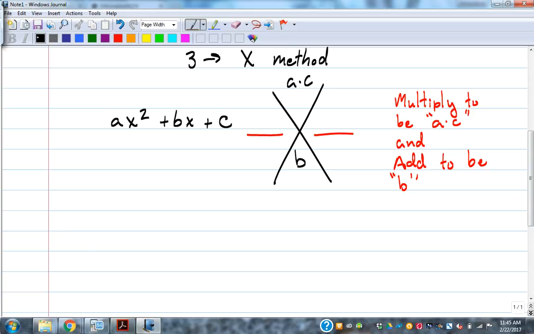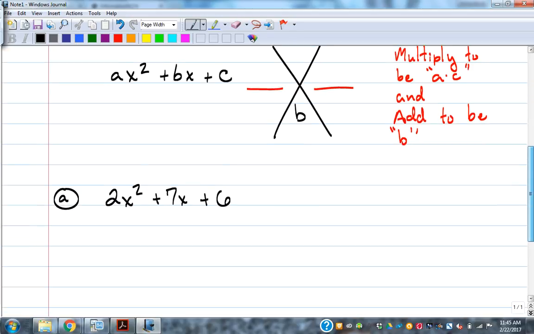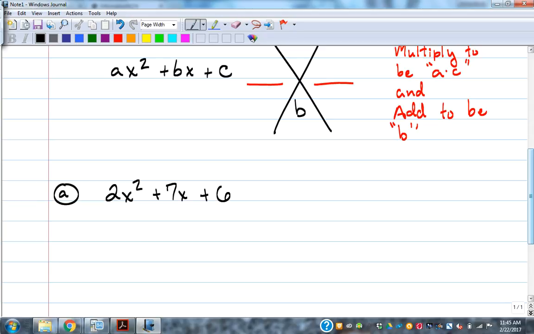So example A, 2x squared plus 7x plus 6. Okay. First thing we look for is there a GCF across the whole thing? No. So the next thing we say is, okay, how many terms are there? There are 3. So we're thinking 3 terms, that's the x method. So let's build our first x.